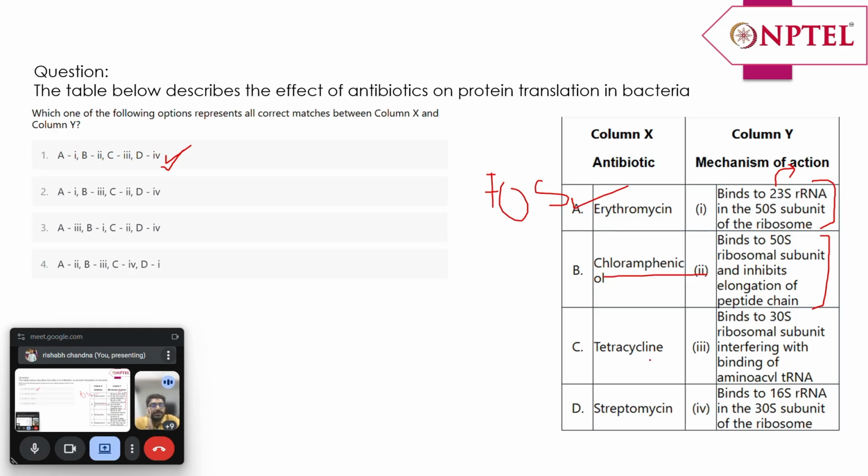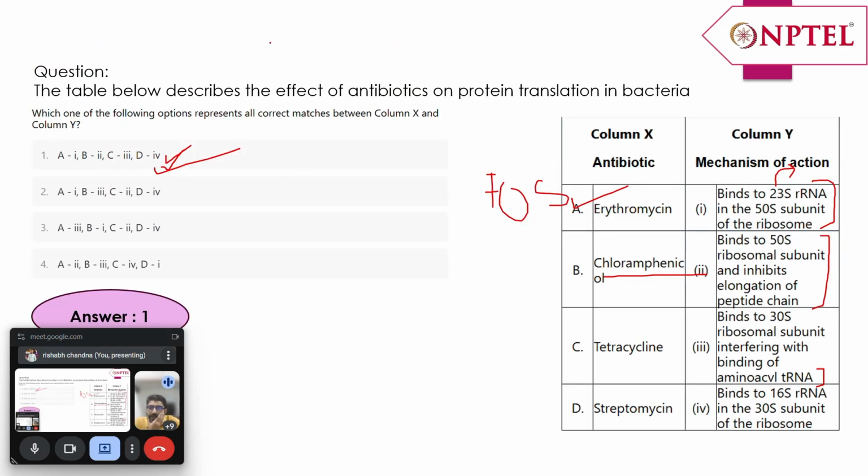Then tetracycline inhibits the smaller subunit of the ribosome, that is 30S, by interfering in the binding of the amino acid tRNA. So it basically inhibits the binding of the tRNA that is carrying the amino acid. Then we have streptomycin that binds to the 16S rRNA of the 30S subunit of the ribosome. So A first, B second, C third, and D fourth. The correct answer is option number one.